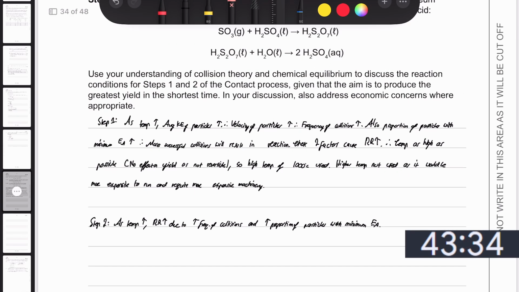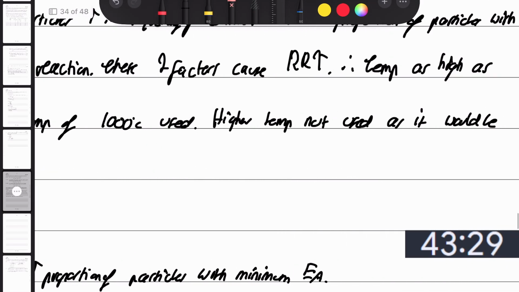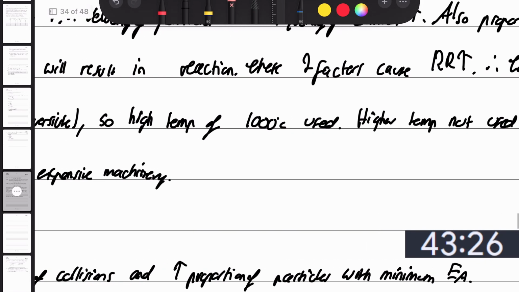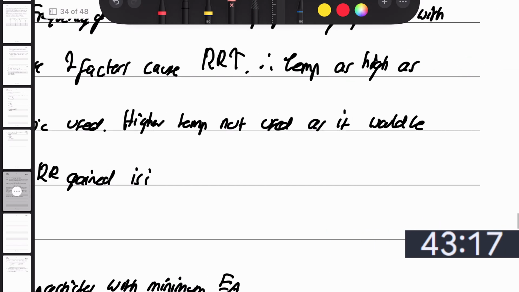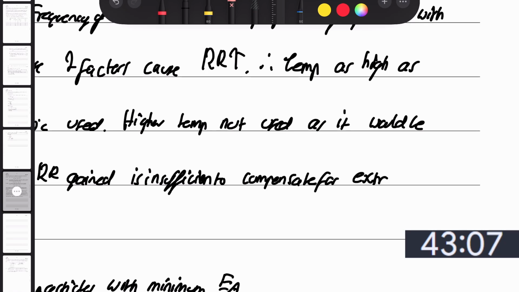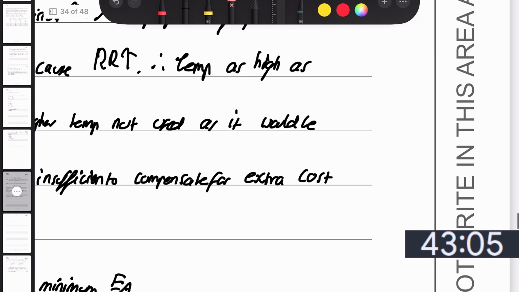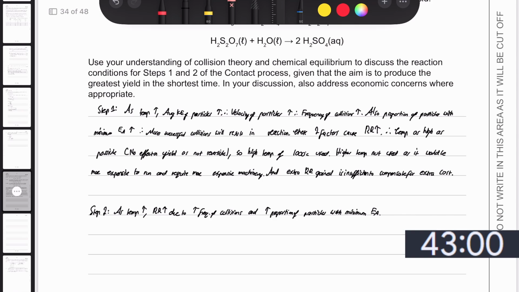I've written everything. I think for step 1, I'm gonna add something here. So it's more expensive to run, it requires more expensive machinery, and extra reaction rate gain is insufficient to compensate for extra cost. Not sure if that'll be part of the marking, but whatever.